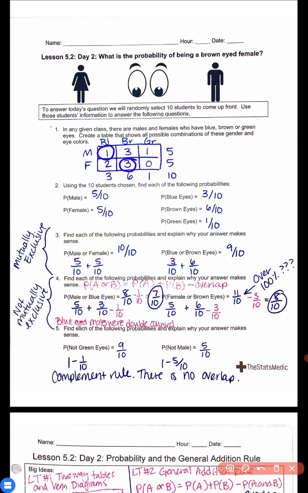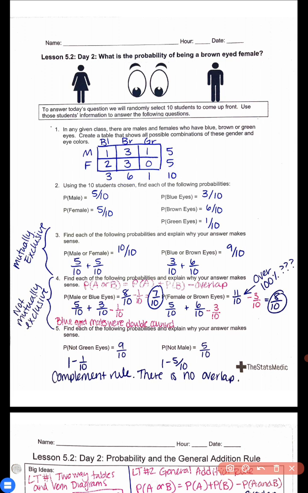The numbers outside the table are actually your totals. In total, there were 5 males in this class, there were 5 females, and there were a total of 10 people. You'll notice that the bottom also adds up to 10. There were 3 people with blue eyes, 6 with brown, 1 with green, for a total of 10 people.